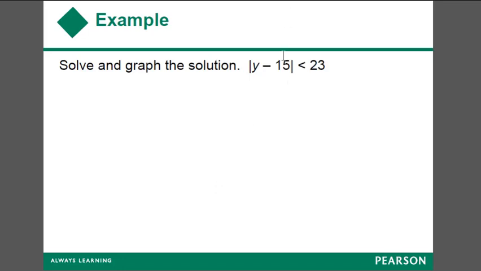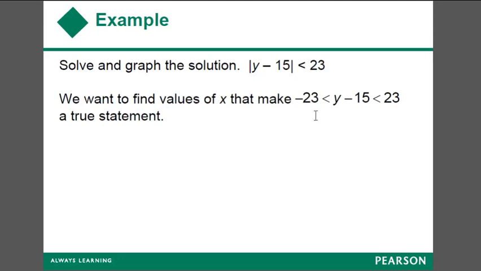What this means, since I already have the absolute value on one side of the inequality by itself, I'm going to find a y value that makes the statement true for -23 is less than y minus 15 less than 23. To solve a compound inequality like this, whatever I do to one side, I must do to all three portions. So I'm wanting to solve for y and leave it in the middle.